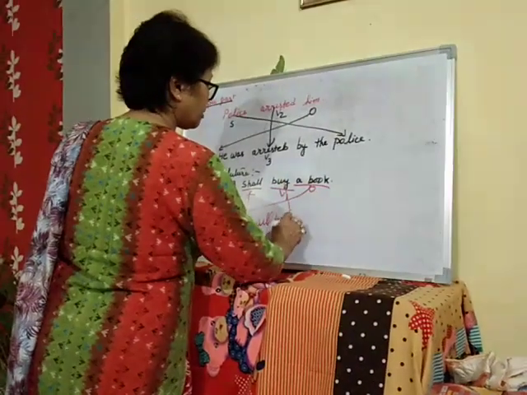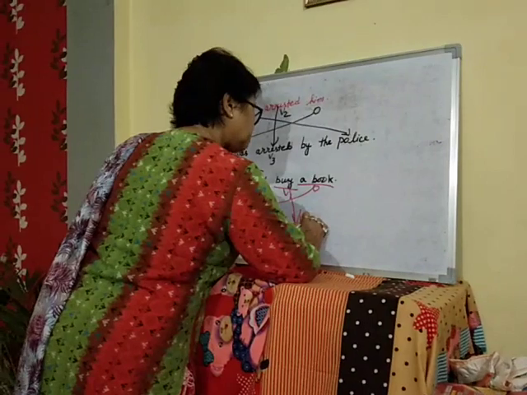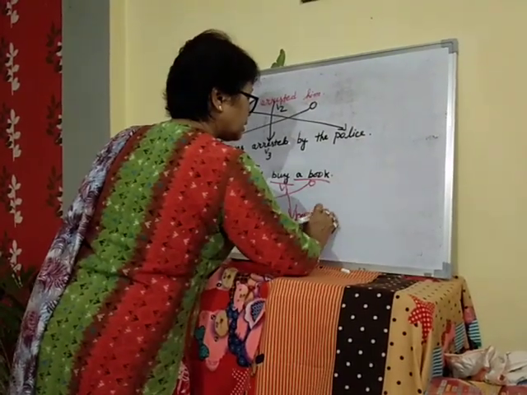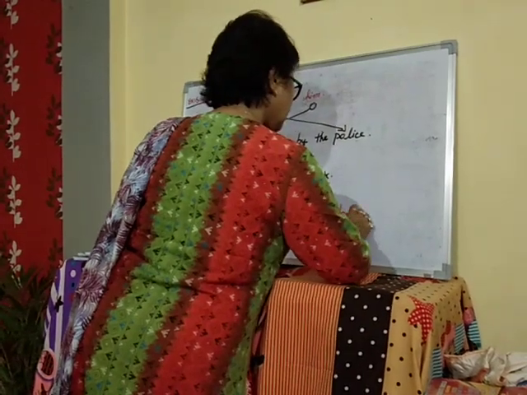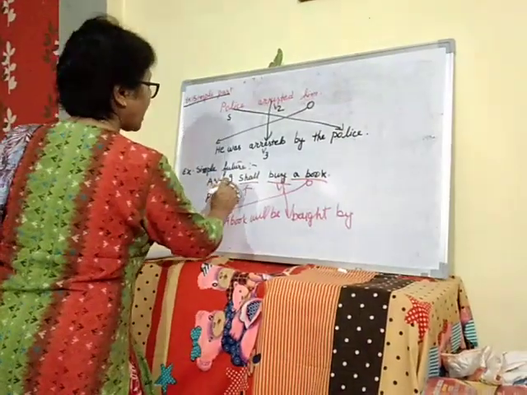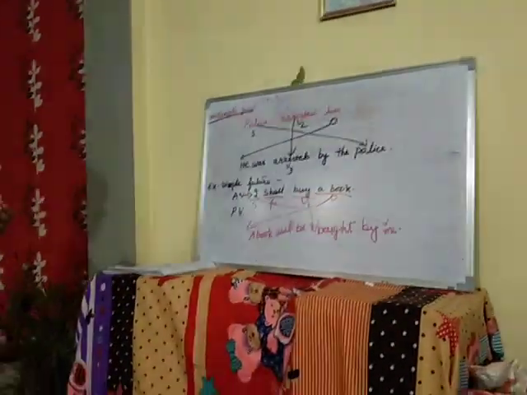Buy will change to what? The third form of the verb. What is the third form of the verb "buy"? It is "bought," isn't it? B-O-U-G-H-T. Bought. Then "by" again. This subject "I" will change to the object. What will be the object? It will be "me." Got it? I think you understood.